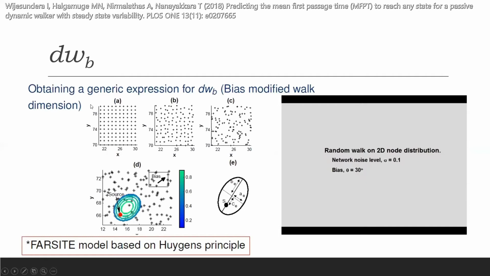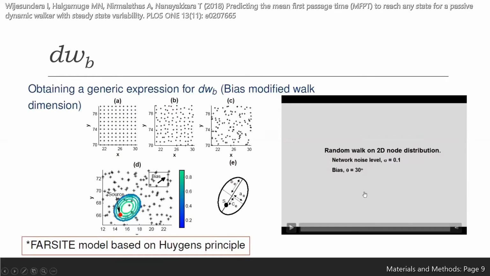To get something of that sort, we used a collection of simulated networks with different noise levels. As you can see, these are three example networks that we use. The first one is without any noise, and we keep on adding noise to this.